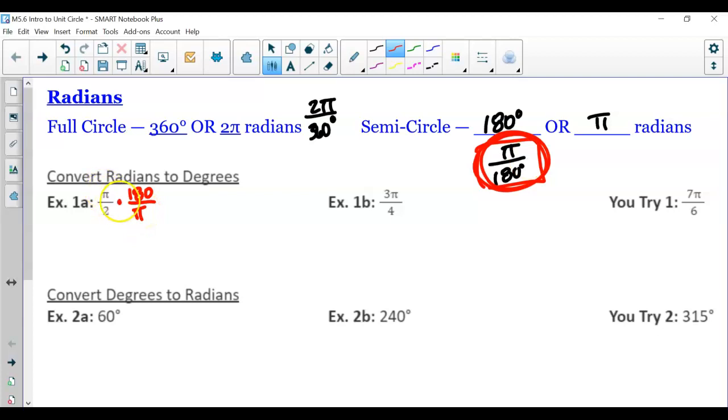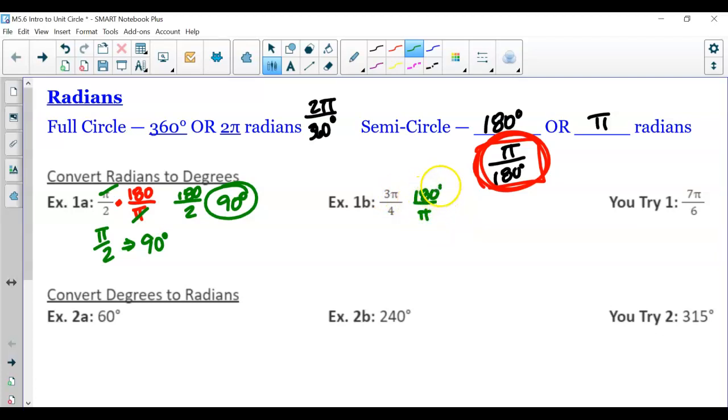Because now notice, if I were to multiply, that's just pi divided by pi. Pi divided by pi, cancel out. Now notice you just have 180 divided by 2, which is 90 degrees. So pi over 2 is 90 degrees. So again here, we're trying to convert the radians to degrees, so I need to cancel out pi, which means I need to divide by pi.